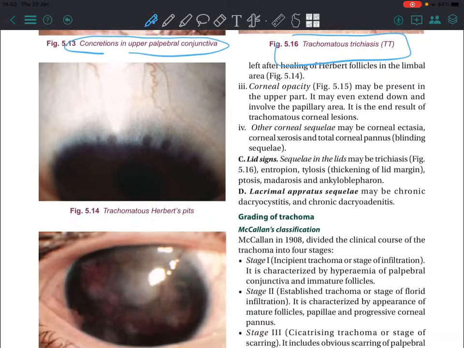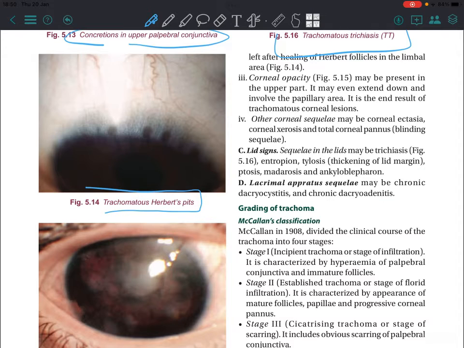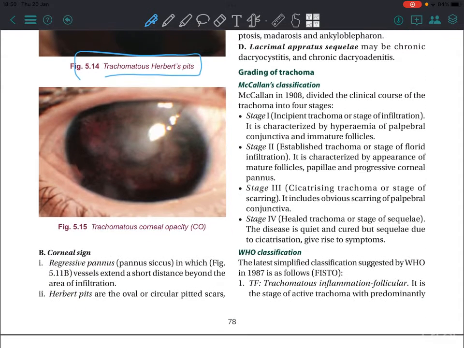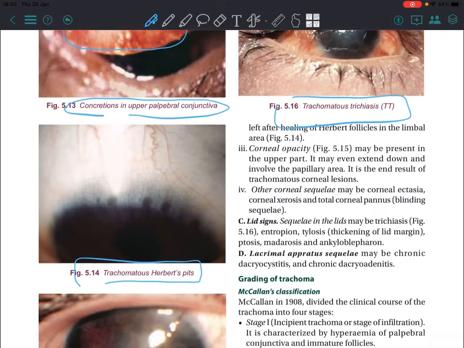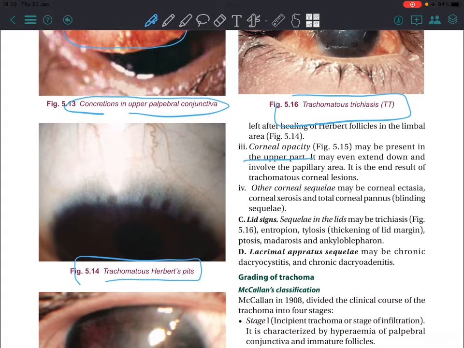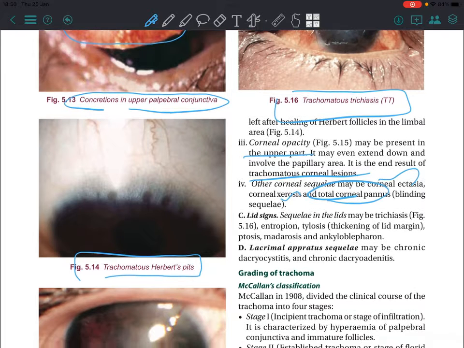Trachomatous trichiasis, trachomatous Herbert's pits, trachomatous corneal opacity. Corneal sign: regressive pannus, pannus siccus, in which vessels extend a short distance beyond the area of infiltration. Herbert's pits are oval or circular pit scars. Corneal opacity may be present in the upper part. It may extend down and involve the pupillary area. It is the end result of trachomatous corneal lesion. Other corneal sequelae may be corneal ectasia, corneal xerosis, and total corneal pannus.